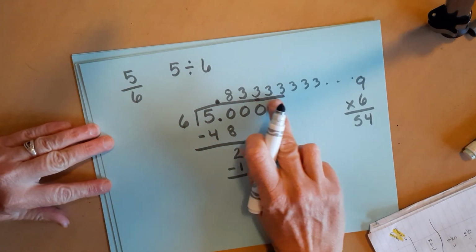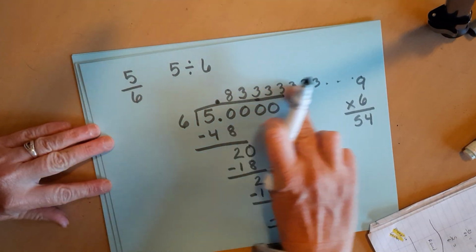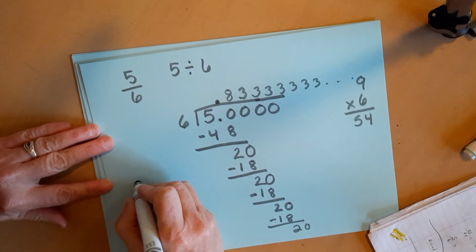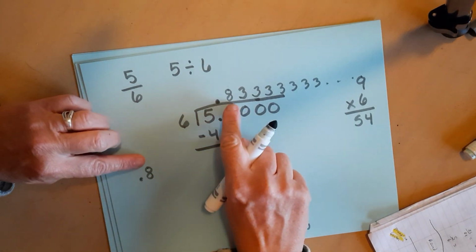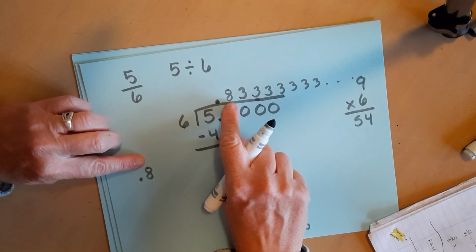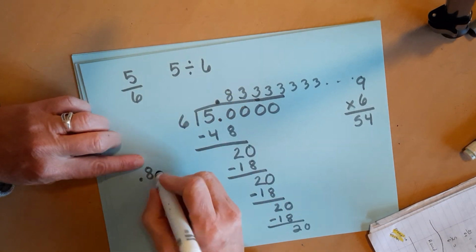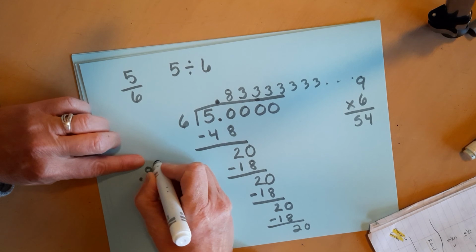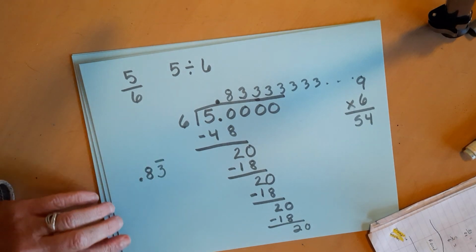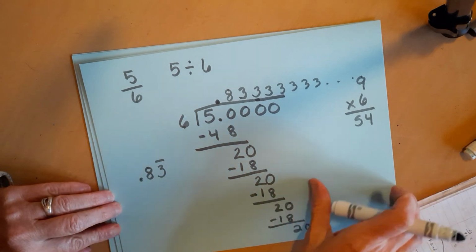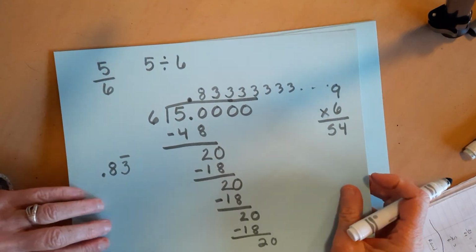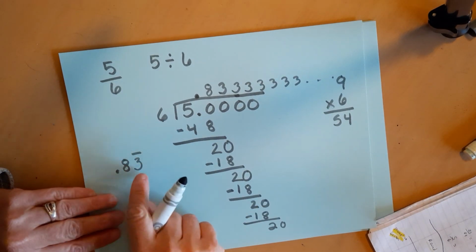So there has to be another way to write this number to show that that 3 goes on forever. So you would write 0.8, with a line over the 3. Now the 8 is not repeated; the 8 is just one 8. But the 3 goes on forever, so we write a line on top to indicate that that 3 goes on forever. That's called a repeating decimal, and you use that little symbol to show what part of it is repeating.